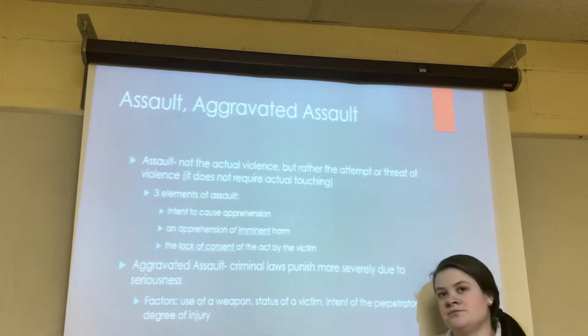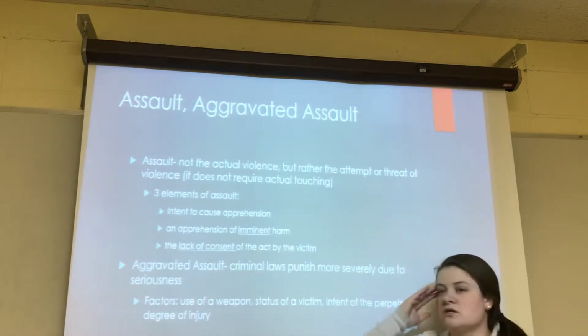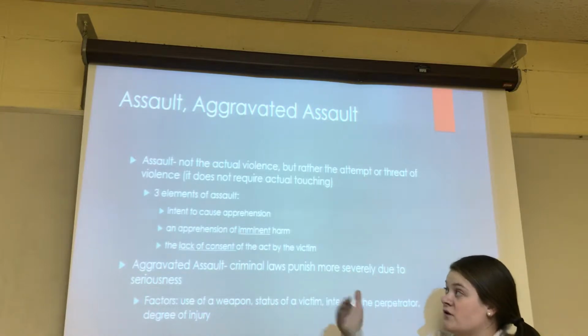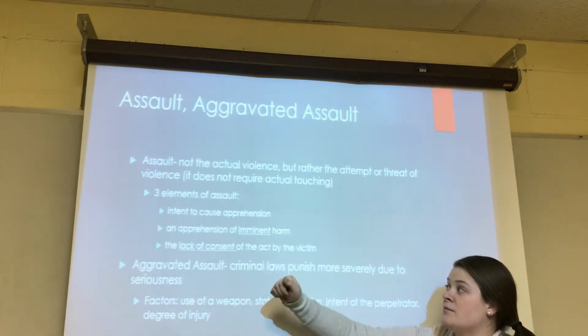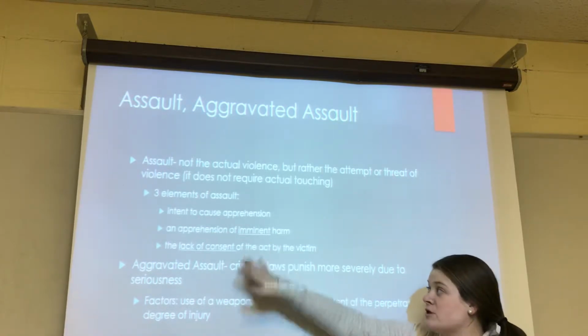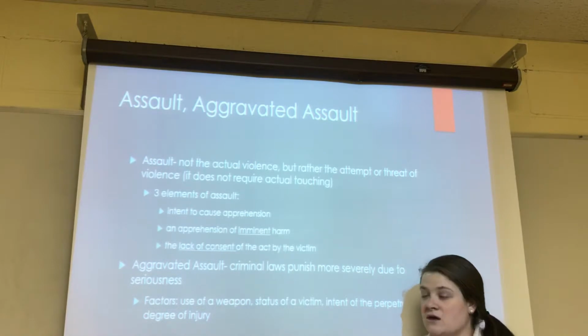So obviously we won't cover that a ton in this course, we'll mention it, but I want you to remember that assault is that fear involved. So the apprehension, the intent to make them fearful, the apprehension of imminent harm, and then a lack of consent involved also.